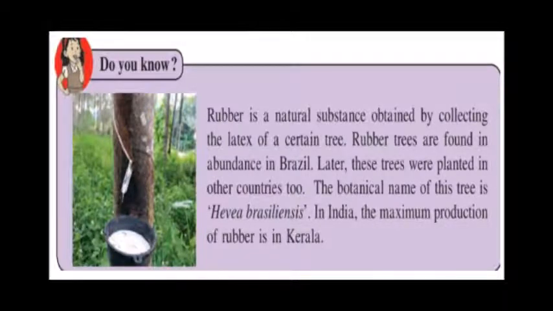Rubber is a natural substance obtained by collecting the latex of certain trees. Rubber trees are found in abundance in Brazil. Later, these trees were planted in other countries too. The botanical name of this tree is Hevea brasiliensis. In India, the maximum production of rubber is in Kerala.